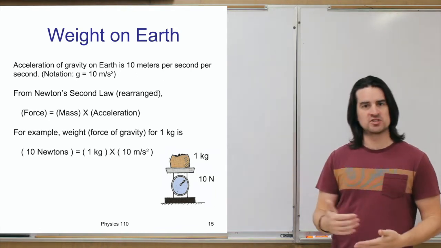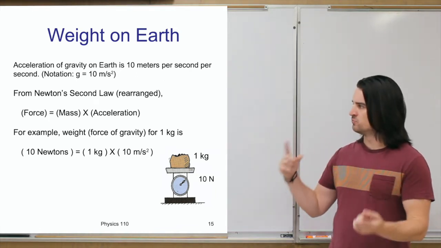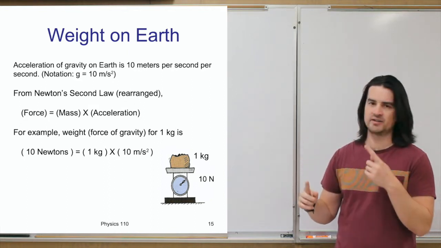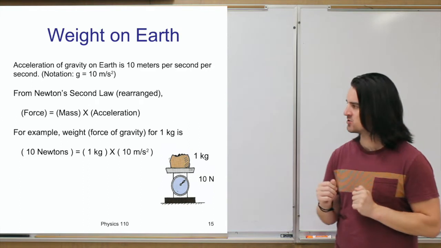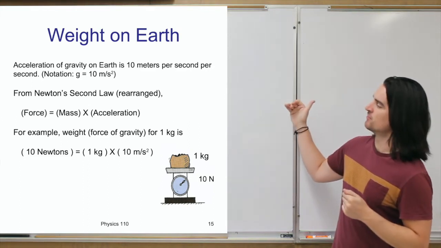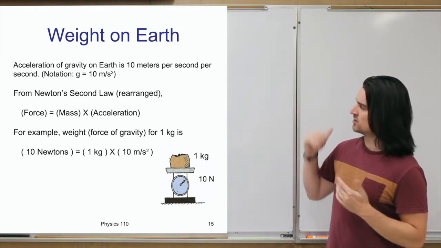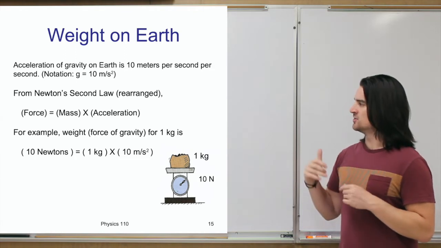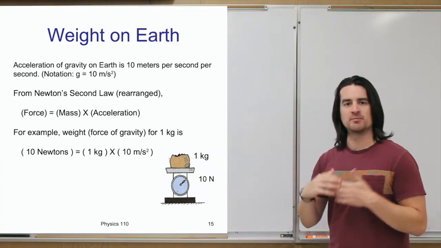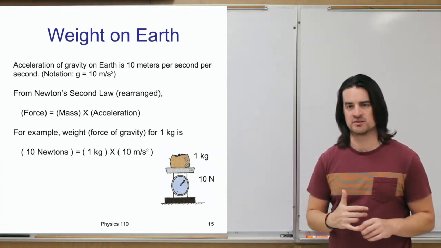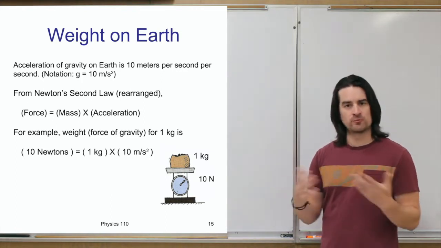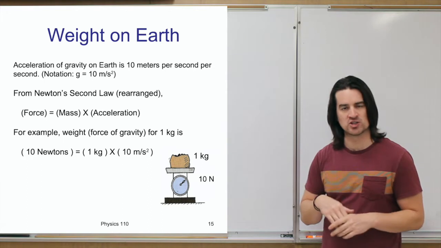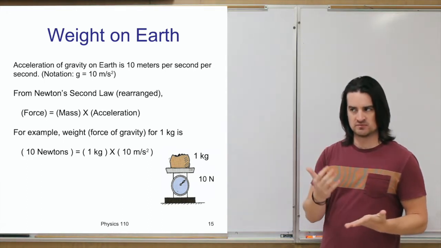So if we take Newton's second law and rearrange it slightly by multiplying both sides of that equation by the mass, then we end up with this version of Newton's second law, which says the force on an object is equal to its mass multiplied by the acceleration that object is experiencing. So, I've been telling you that the gravitational force on an object is its weight.